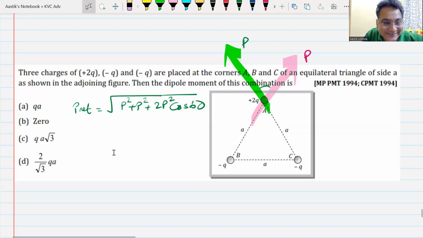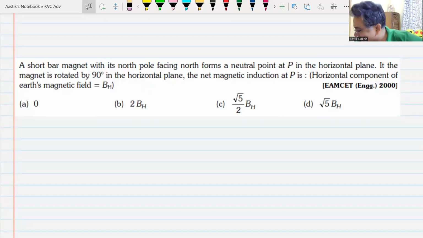So happy. Good. Then comes this one. See, praying to God helps. A short bar magnet, whose north pole is facing north, forms a neutral point. What do you mean by neutral point? The point where the magnetic field is 0. I hope you understand this. Yes or no? The magnet is rotated by 90 degrees in the horizontal plane. What is the net magnetic induction at the point P?